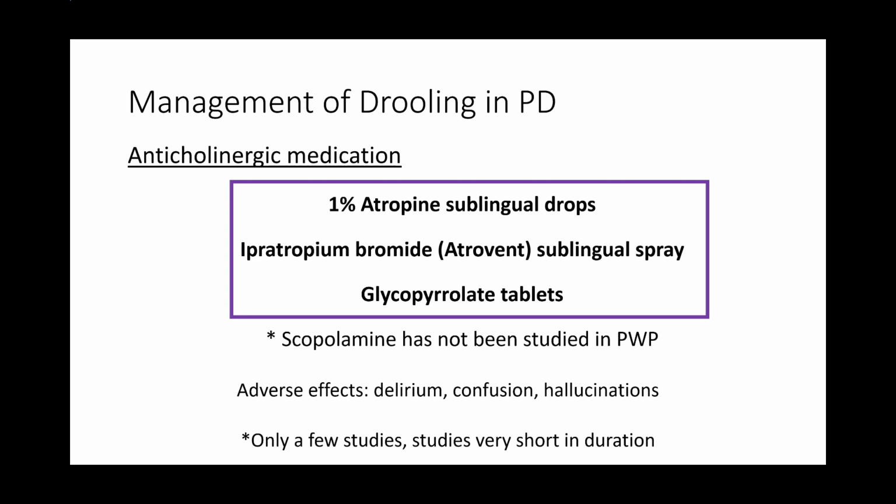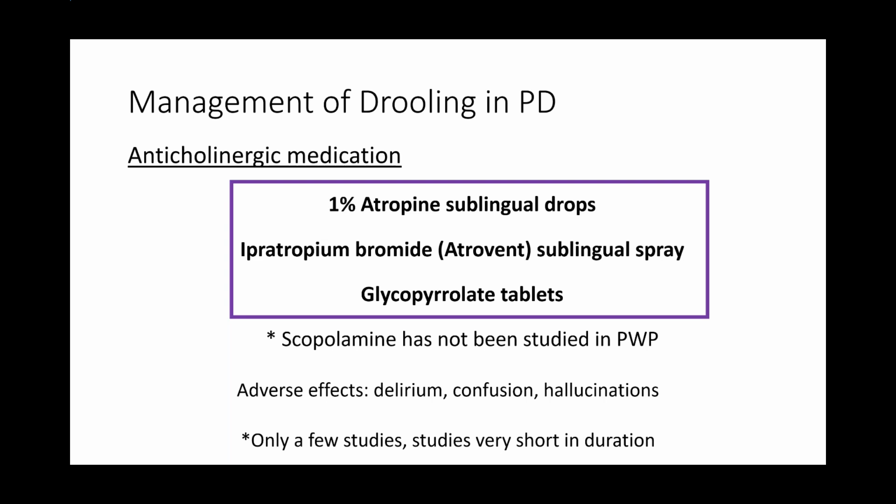There are some adverse effects that are possible with anticholinergic medication. These include delirium, confusion, hallucinations. And so in older individuals who may have dementia or who may have hallucinations, I am quite reluctant to use these medications. I do find that sometimes these medications can exacerbate confusion and hallucinations in people who are at risk for this.